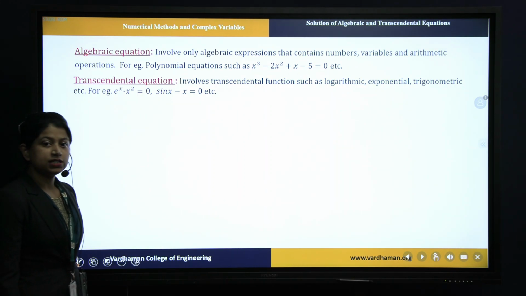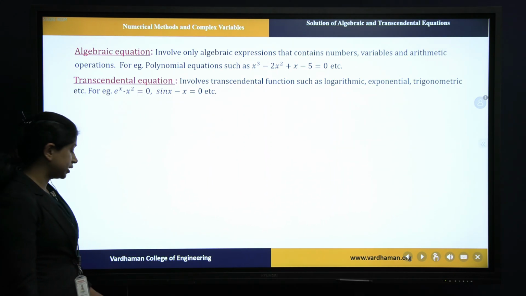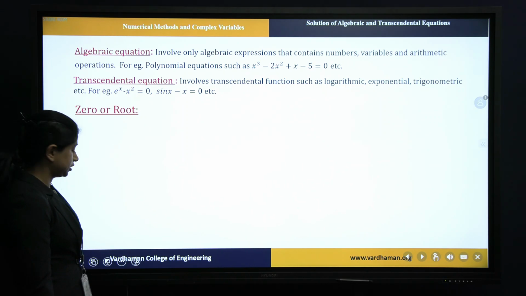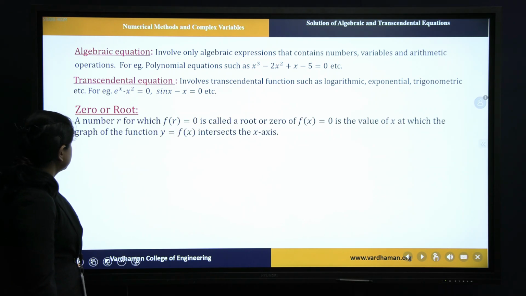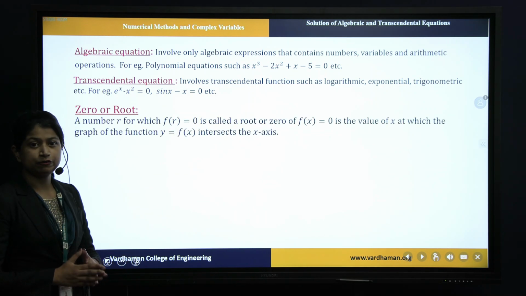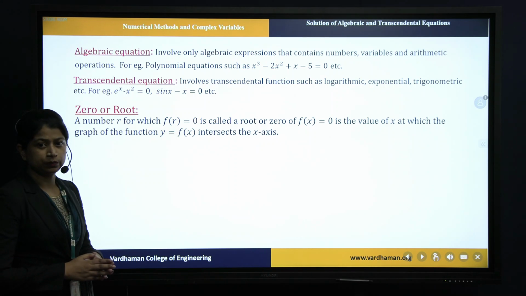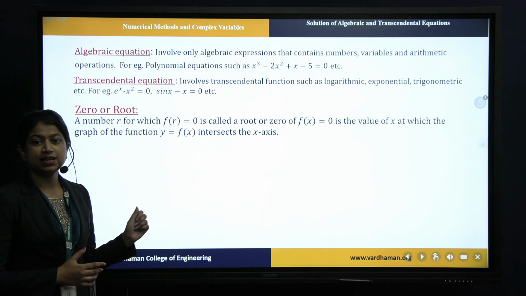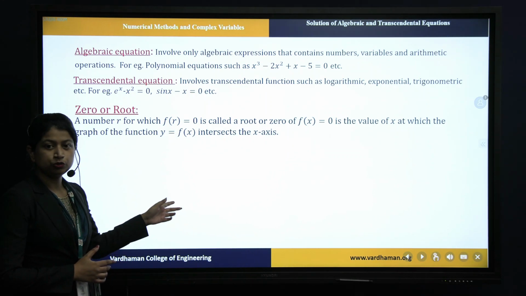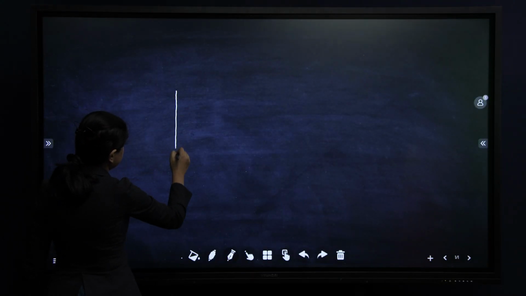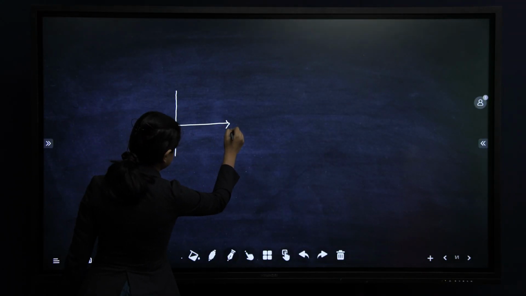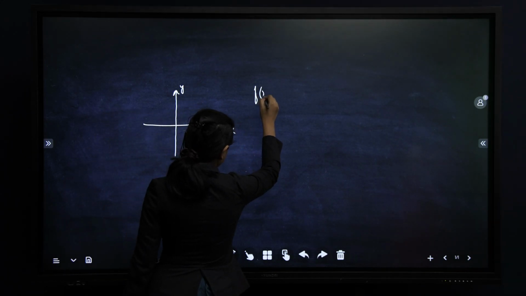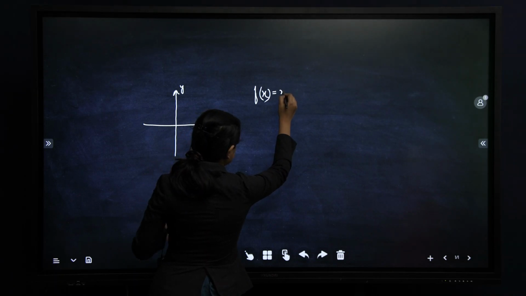Now let us look at the definition of zero or root of an equation, be it transcendental or algebraic. What is a zero or root of an equation? A zero or root of an equation is that particular value of x for which the function gives you 0. At that value of x, the function intersects the x-axis. Let us see it through an example. Take the x-axis and y-axis, and a function f of x equal to x square minus 4.